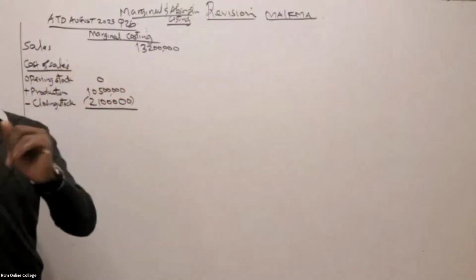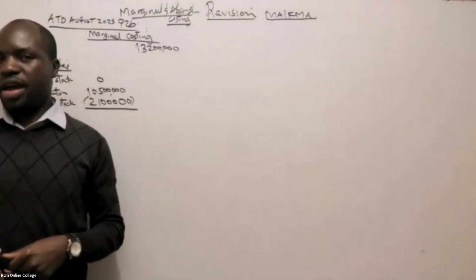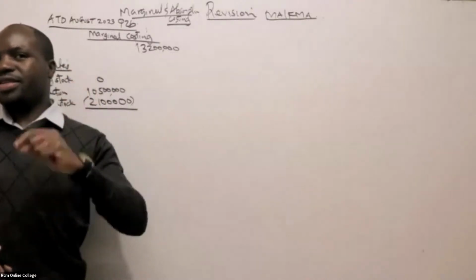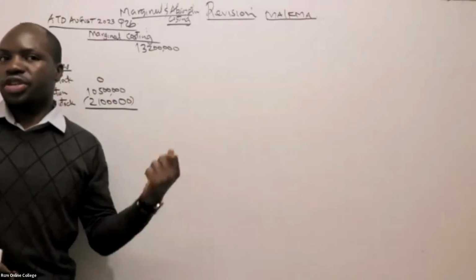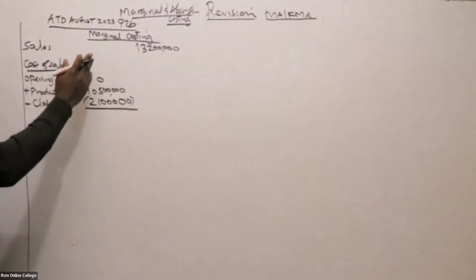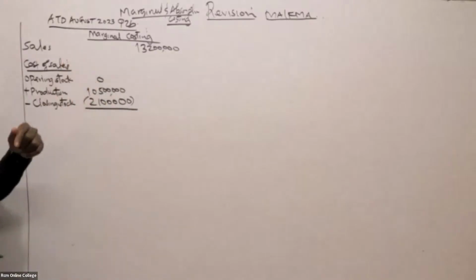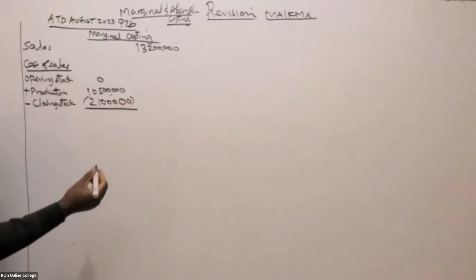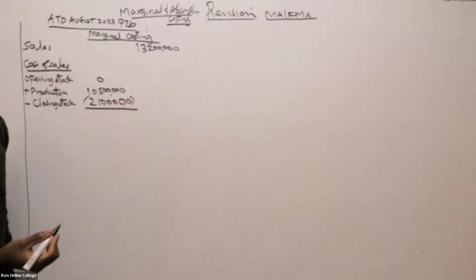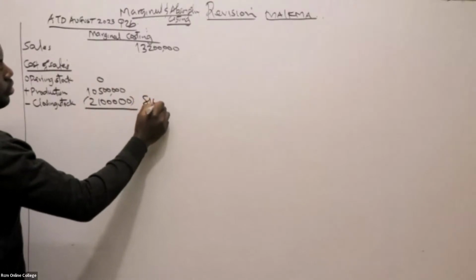And somebody was inquiring, how did we get the 10,500,000? You produced 30,000 units, and the production cost under marginal costing is 350 per unit. So 30,000 times 350 should give you 10,500,000. Good. So what are you getting as the cost of sales? The cost of sales we are referring to here is 8,400,000.